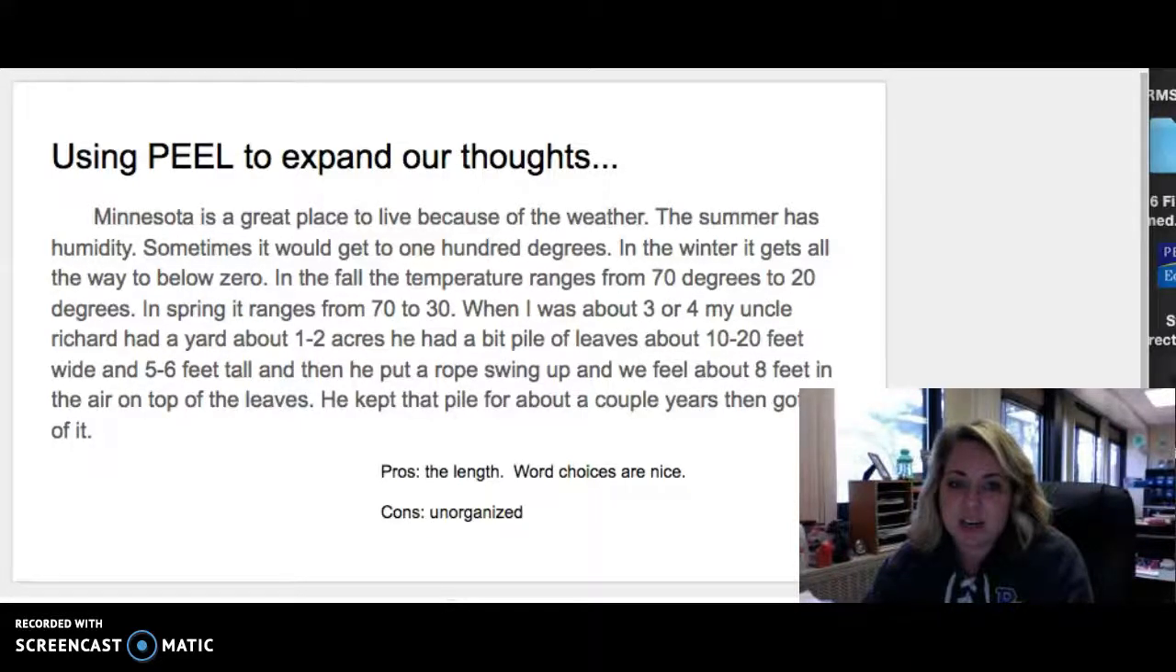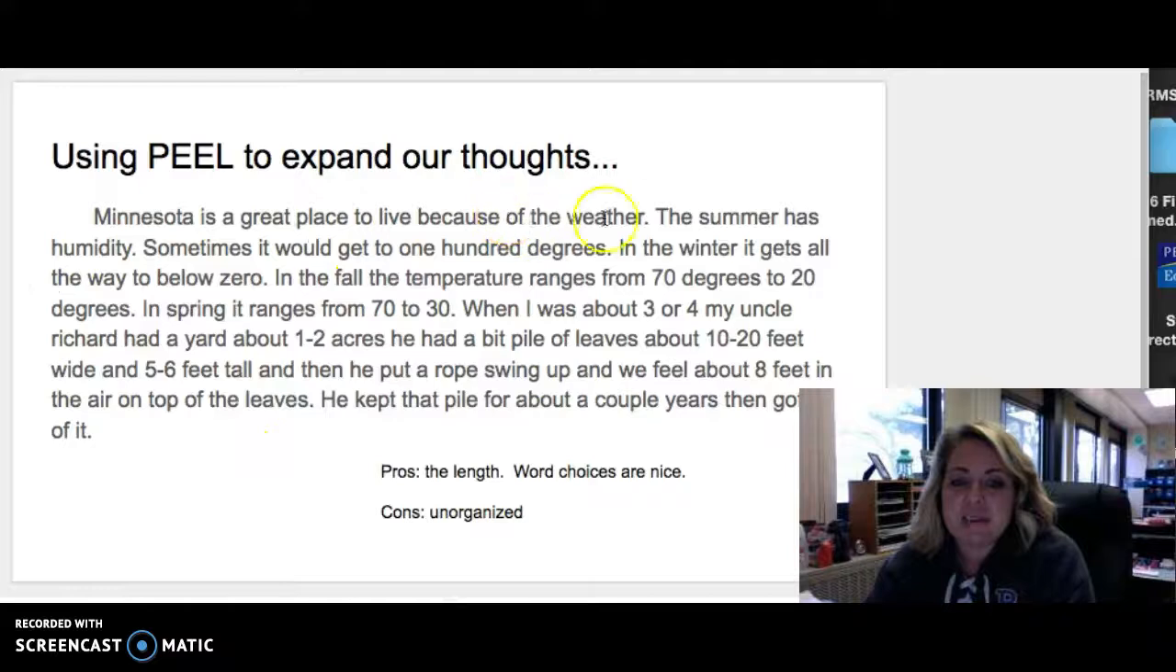So I'm going to show you this paragraph here that was written by a student of mine last year. The student did not know about the PEEL process, and so his paragraph is not as well written as it could be. And so we're going to fix it together, but let's read the paragraph here first.